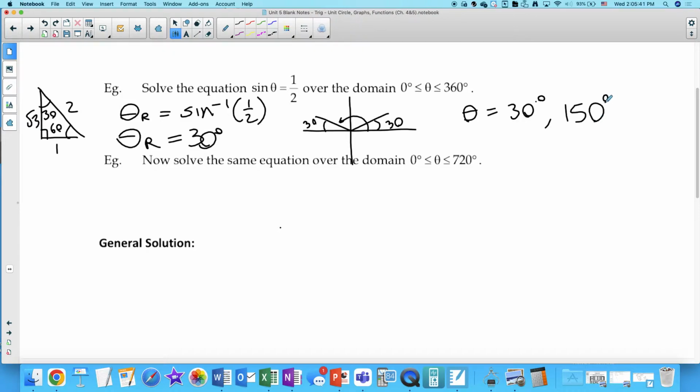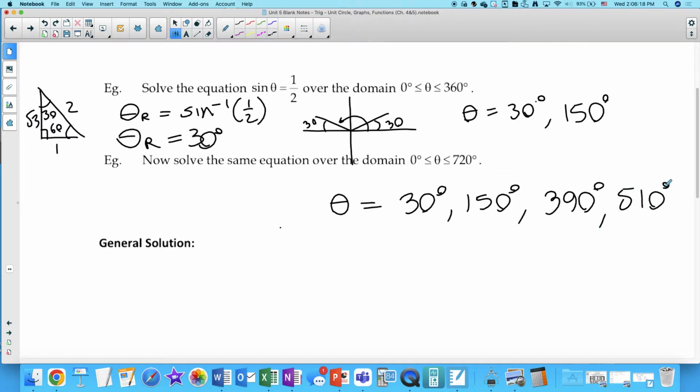Okay. If we were to solve this over a new domain from 0 to 720, we're adding another rotation. Essentially, it's going to include these two angles because this is within the domain, and then to each of those angles, we would add 360 degrees. So 30 plus 360 is 390, so that's another solution. And then 150 degrees plus 360 degrees is 510.